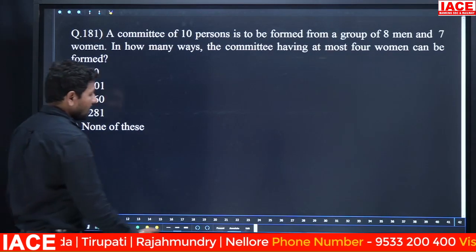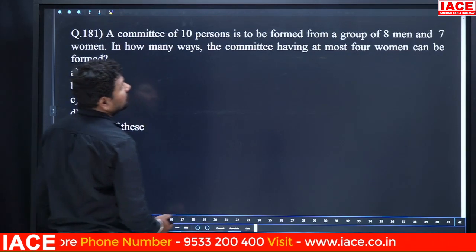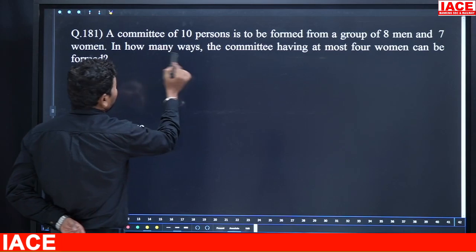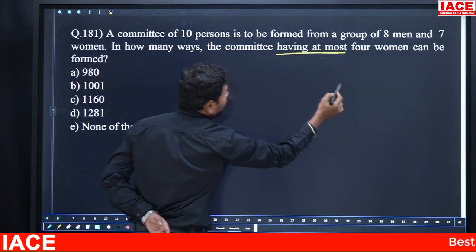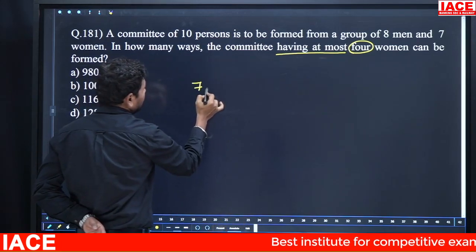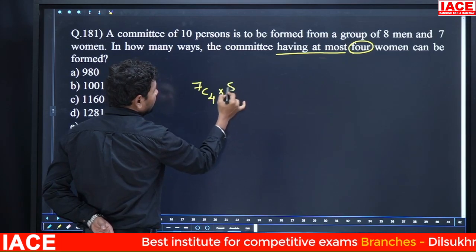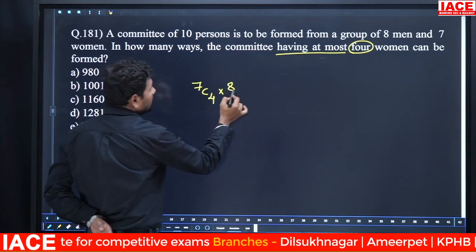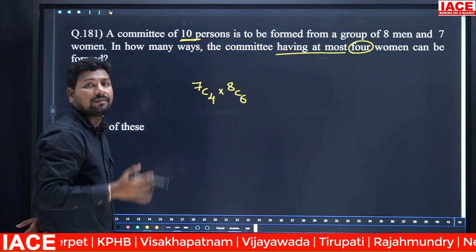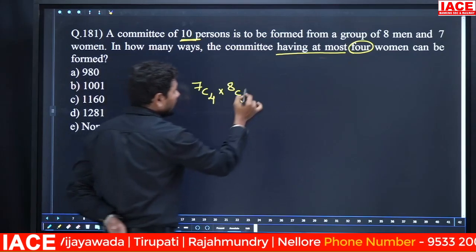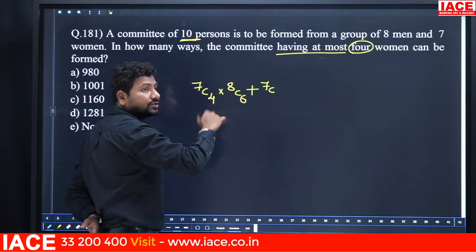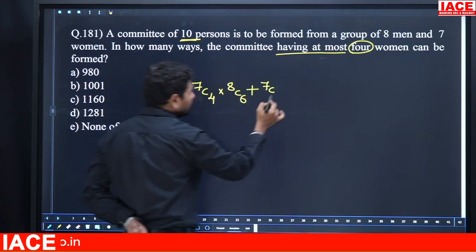Next, a committee of 10 persons is to be formed from a group of 8 men and 7 women. In how many ways can the committee have at most 4 women? At most how many women? 4 women. Out of 7 women we select 4, and out of 8 men we select 6. Total 4 plus 6 is 10 members selected to make the committee. At most 4 means you can go for fewer also. 4 less value is 3.